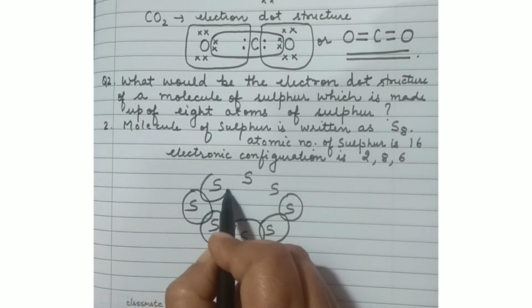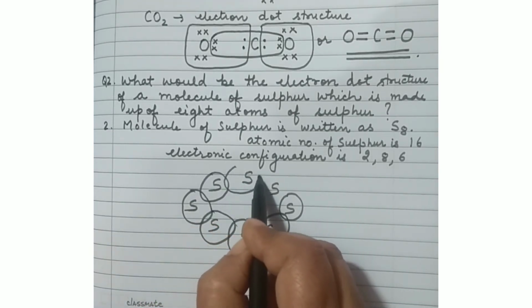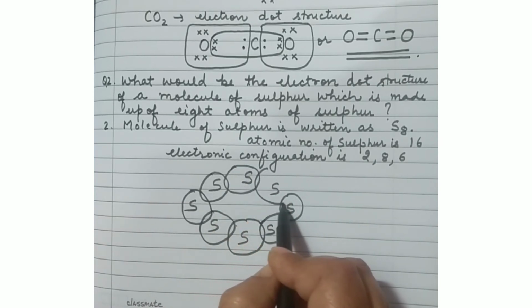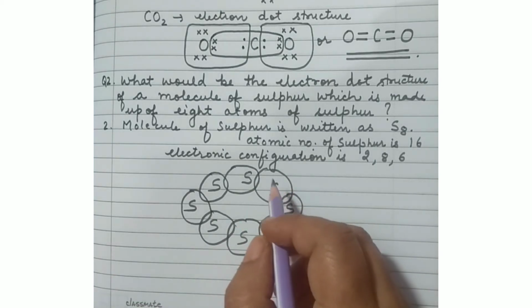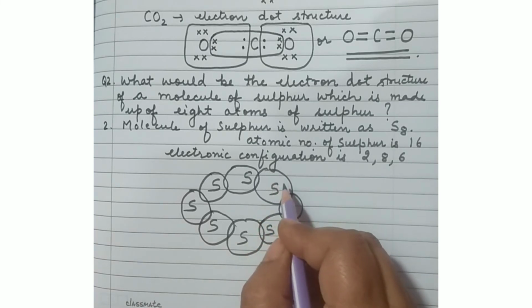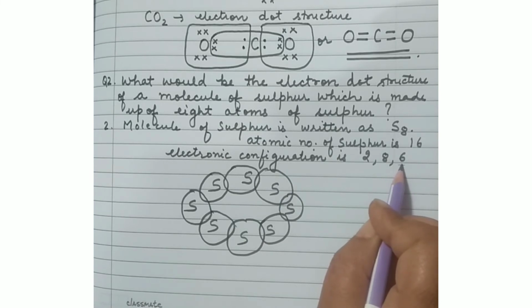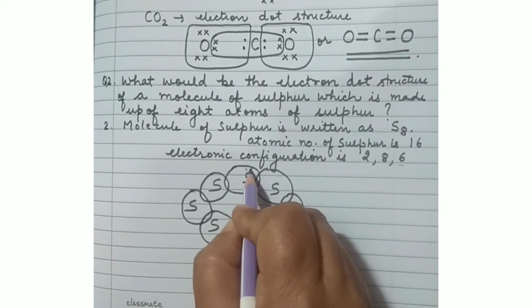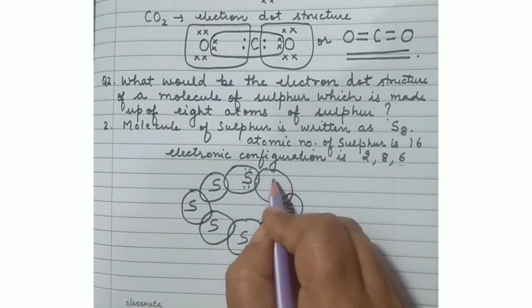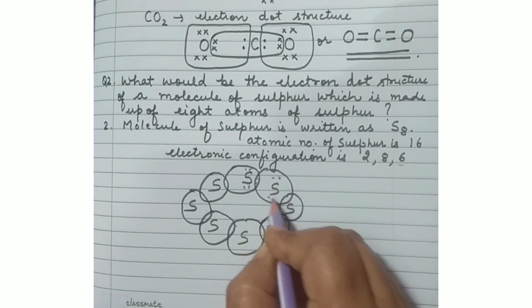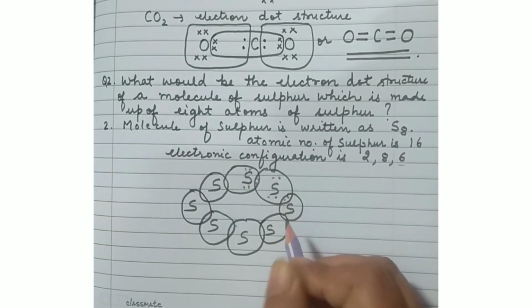This is the simplest way of drawing the electron dot structure of sulfur molecule. Now for your comfort, I am using pencil in order to mark the representation of electrons. Now as we know, 6 electrons are present in the outermost shell. So 1, 2, 3, 4, 5, 6. Again 1, 2, 3, 4, 5, 6.